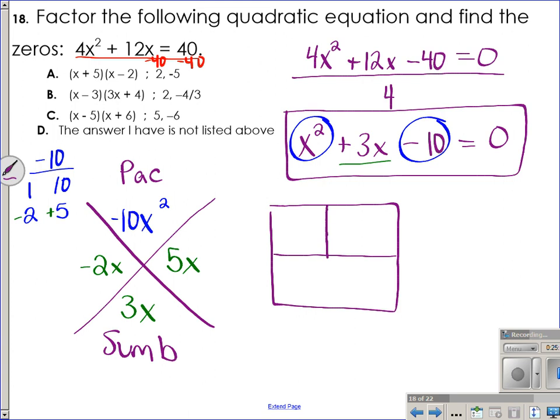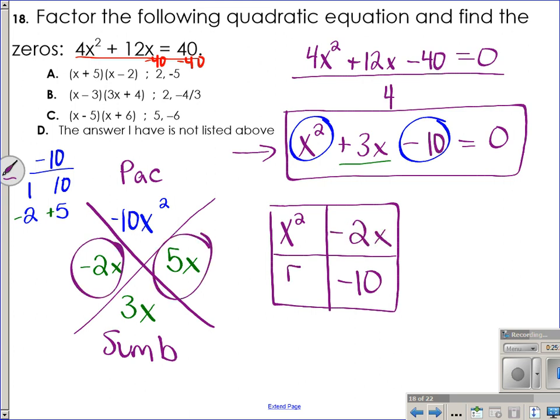And in my first box goes my first term, 1x squared, first term from up here. In my last box goes the last term, negative 10. And then in the other two boxes go the two factors from the x, negative 2x and positive 5x. Okay? Now we're going to factor out the greatest common factor of each row and column.